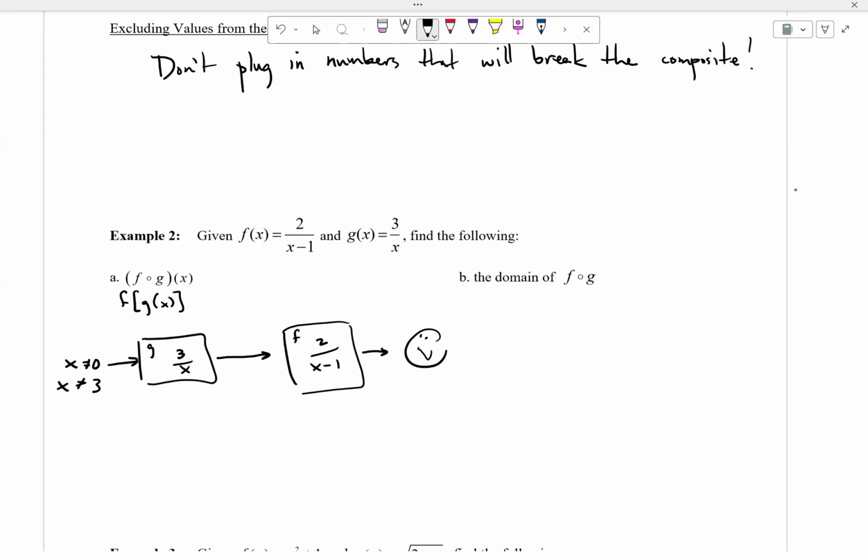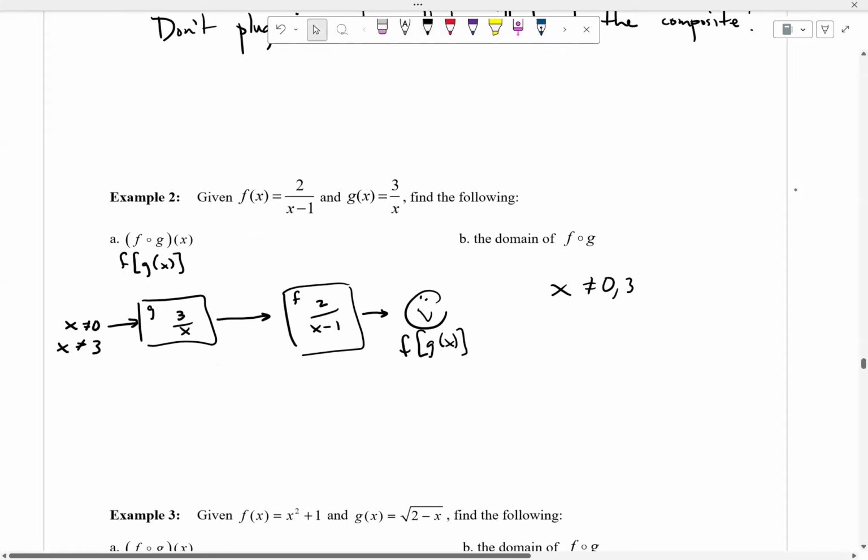Or this is, I guess, specifically F of G of X. So the domain of F composed with G of X is X not equal to 0 or 3. Should I do that in interval notation? Let's practice. Okay.